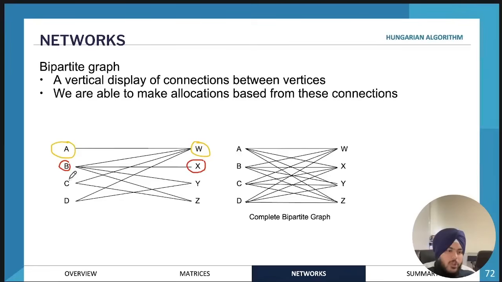Okay, so what about task Z? Person C can do both task W and task Z. However, task Z can only be done by person B and person C. Person B has already been allocated, so therefore task Z must be done by person C. And therefore the last one, task Y, must be done by person D. So that is how we would work through this network.